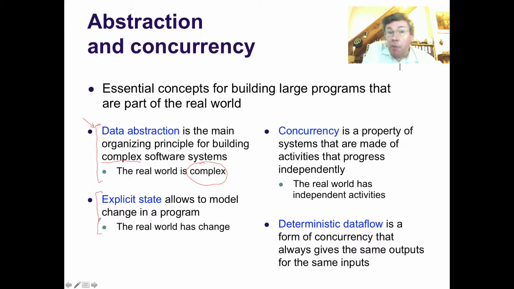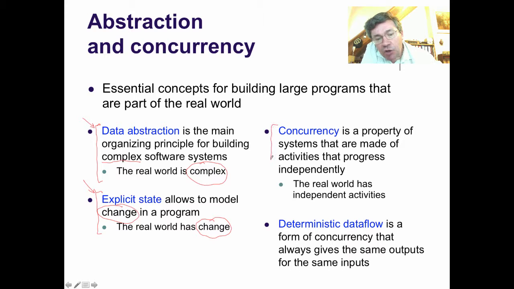The second concept, and an important concept next to data abstraction, is explicit state. The reason why we need explicit state is to model change. Programs need to change. So a part of the program might need to be updated, and the rest of the program stays the same. How do we model this? This is important, of course, because the real world has change. So programs also have to be able to change. Parts of them change, parts of them don't. We have to be able to manage all of this. So explicit state is the concept we use for that.